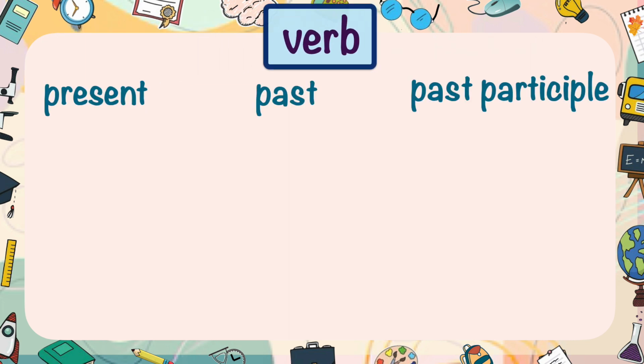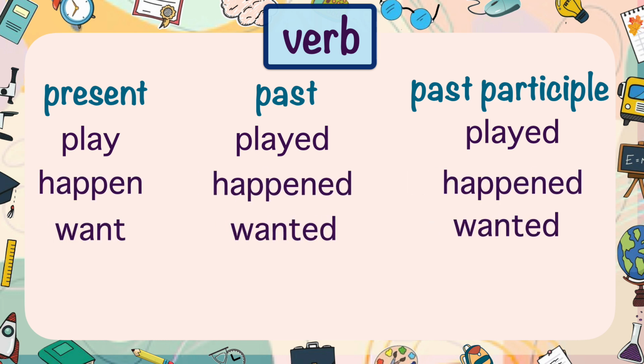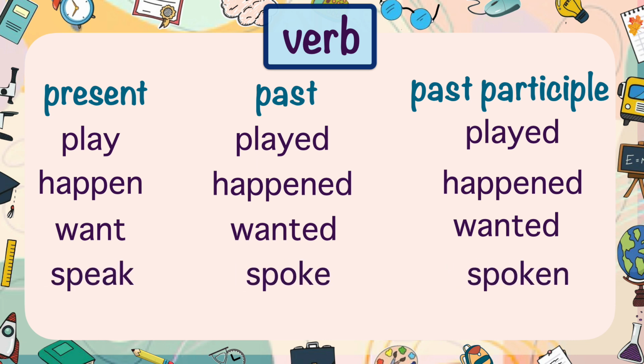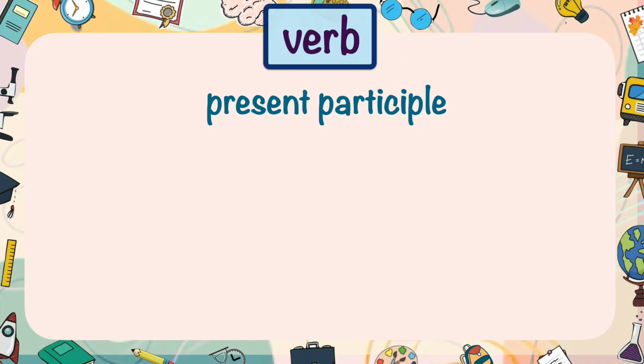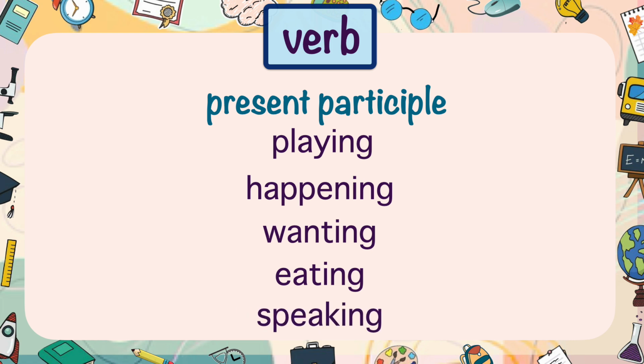In most grammar books, you must have come across this table that gives you the present, past, and past participle form of the verb. The regular ones usually end with an ED for the past forms, and the irregular ones usually have a different ending or a different word altogether for the forms. And then there's the present participle that has an ing added to the verb.